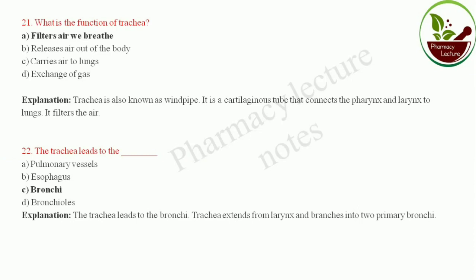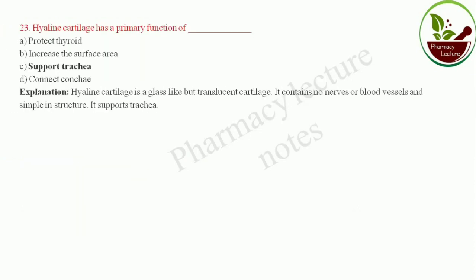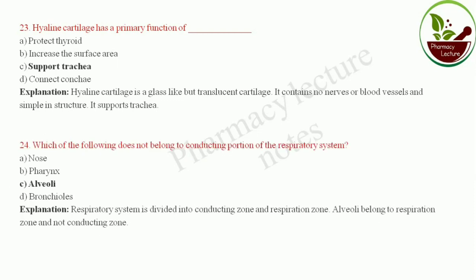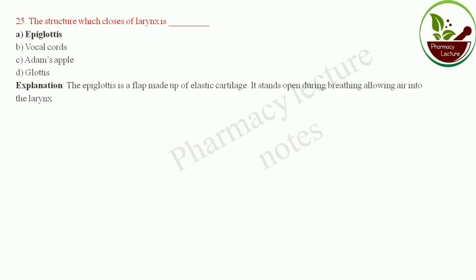The trachea leads to the bronchi. Hyaline cartilage has the primary function of supporting the trachea. Which of the following does not belong to the conducting portion of the respiratory system? Alveoli, nose, pharynx, bronchi. These are the conducting parts. But the alveoli or bronchioles do not come under the conducting zone; that is the respiratory zone.